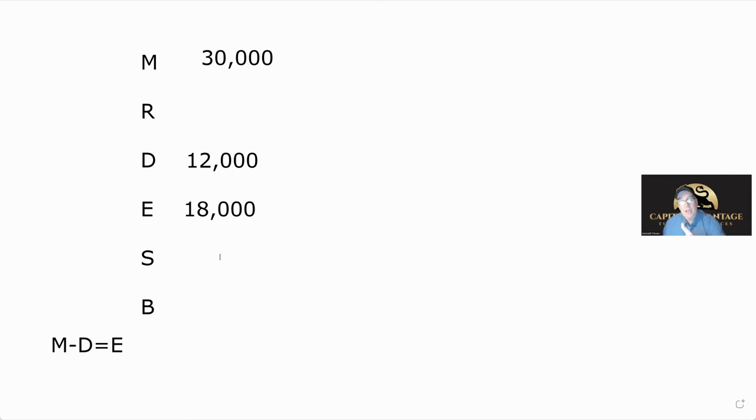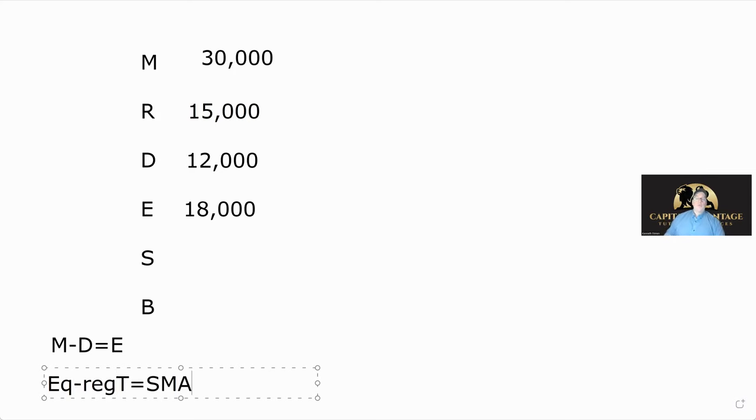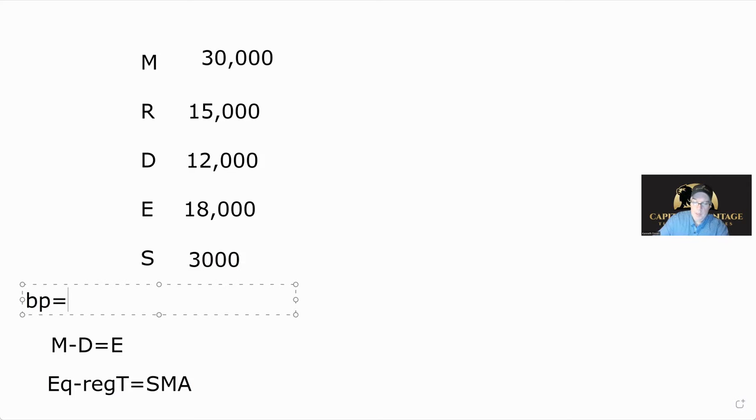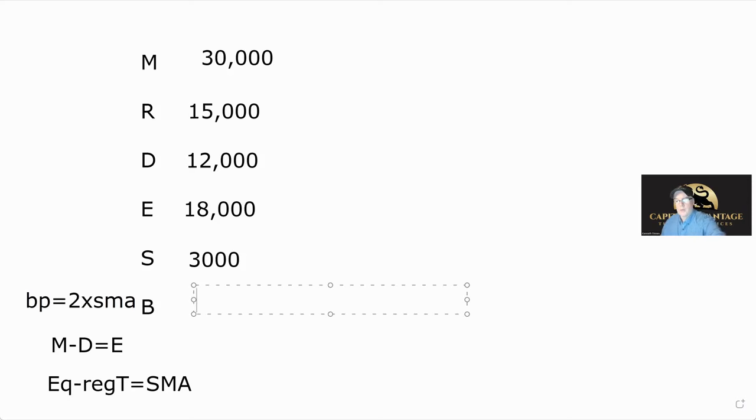Awesome. Now the question is, how much equity do I need? Well, I have 18 grand. I don't need 18 grand. I need half the market value, which is Reg T. So I need 15 grand. So I have 18 grand in equity, and I only need 15. So I have 3 grand extra. So my equity minus Reg T equals my SMA, because that's what I can borrow. So they want 15, but if I have more than that, well, then I get to borrow that. That's SMA. So I have 3,000 in SMA. And just remember, on top of this, buying power equals 2 times SMA. So boom, my buying power here is going to be $6,000. Not hard. I don't think they're going to go too crazy on this.